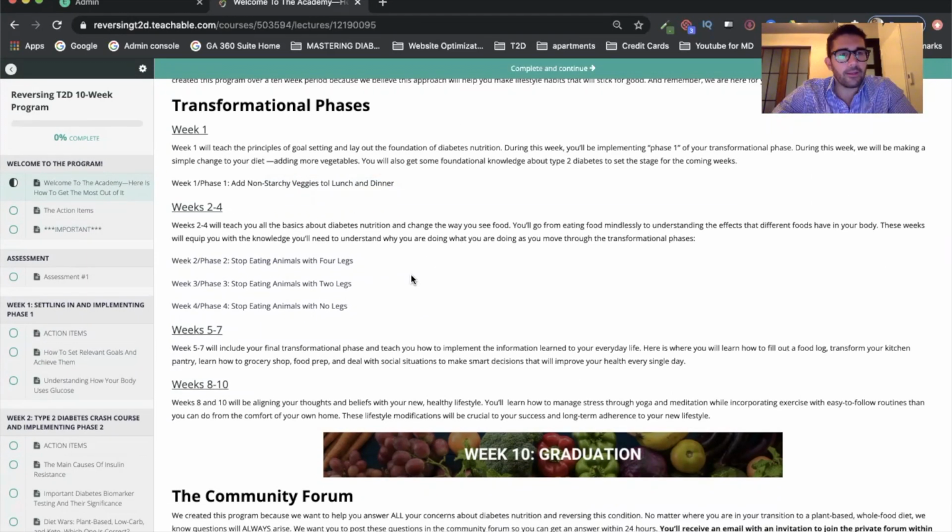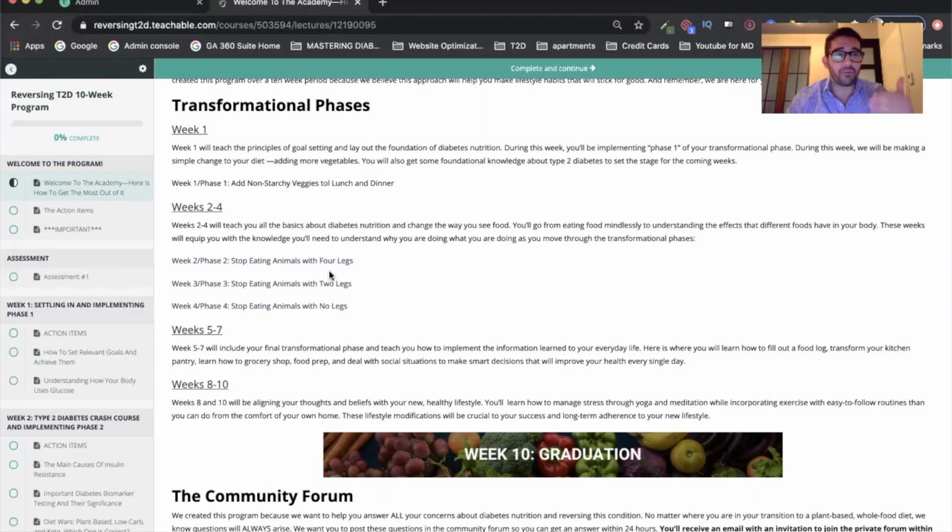Now, from weeks 2 to 4, we have decided to gradually decrease the amount of animal products that our members are eating. So for example, on week number 2, you will stop eating animals with 4 legs. That means no more pork, no more beef, right? So that's pretty easy, because then you can still eat chicken, you can still eat fish, shellfish. So the change is not that dramatic.